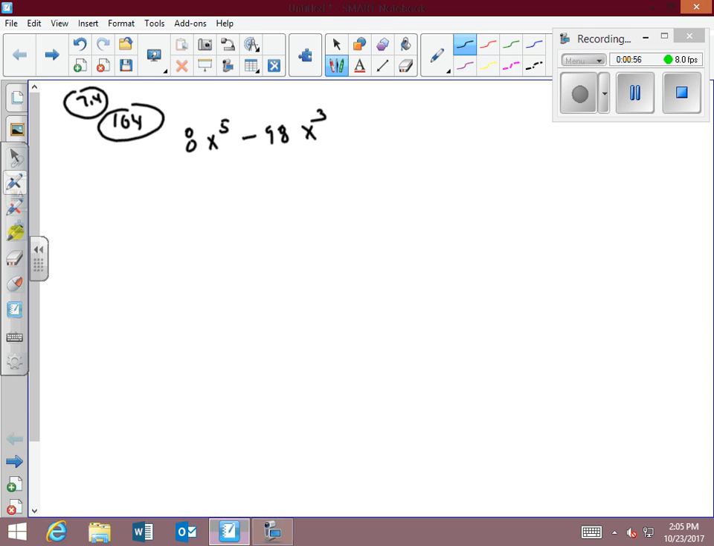The numerical coefficients are 8 and 98. It's even, so at least what comes up? At least a 2 comes up, right? The question is, is there more than 2? If you don't know, you can just take 2 out and then check and see again, right? Now, in terms of variable, is there anything in the variable that comes out?